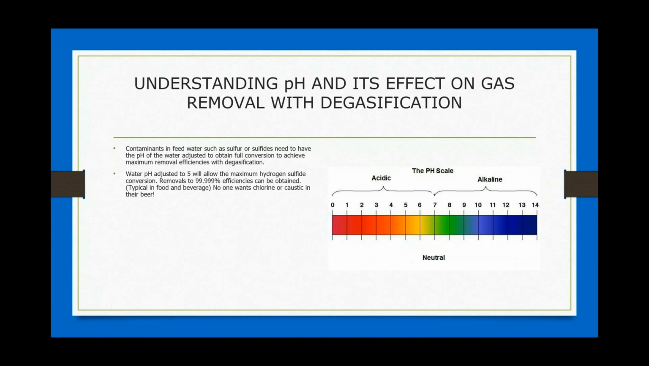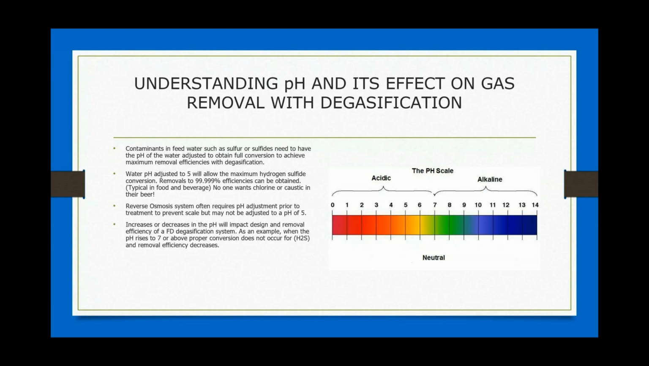Typically we do this in the food and beverage industry, and in some industrial applications. No one wants chlorine or caustic in their beer, so of course you can't add chemicals to do this. The food and beverage industry relies strongly on degasification as opposed to applying any type of chemicals. Reverse osmosis systems often require pH adjustments prior to treatment to prevent scale, but they may not adjust the pH to 5. So typically you'll see pH ranges of, say, 5.5 to 6 prior to degasification.